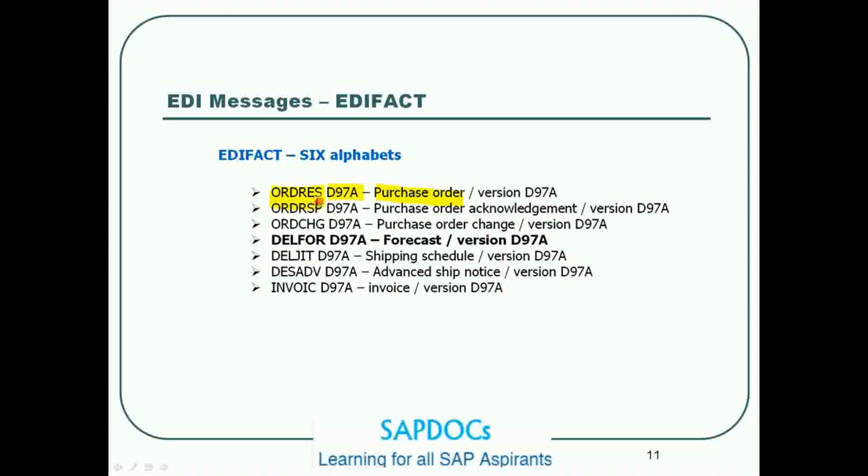Then you have order response, order change, DELFOR, which is the delivery forecast, same as the 830 that we just looked at. Then you have DELJIT, which is 862, DESADV, advance ship notice, and DESADV, if you break that up, you can say dispatch advice. Same thing with DELFOR, delivery forecast. DELJIT, delivery just in time. So that's telling us that this is a shipping schedule. Then we have INVOIC.